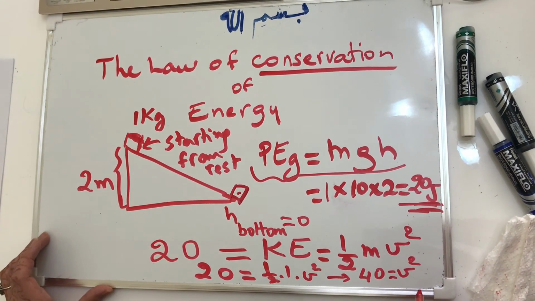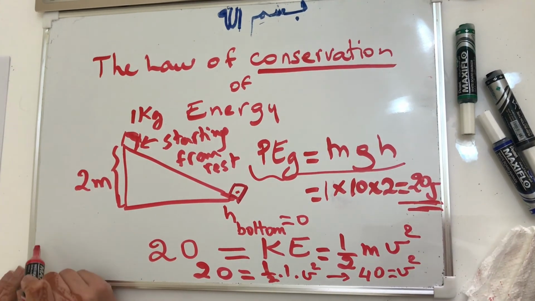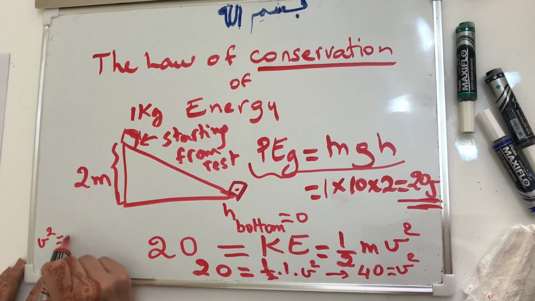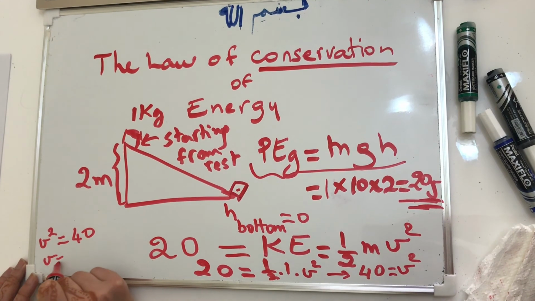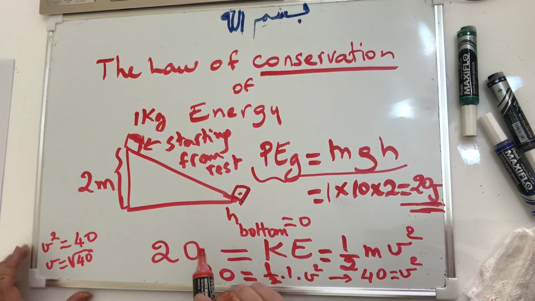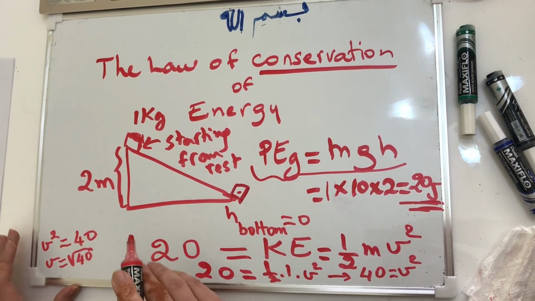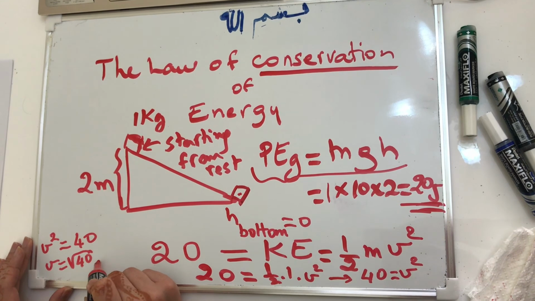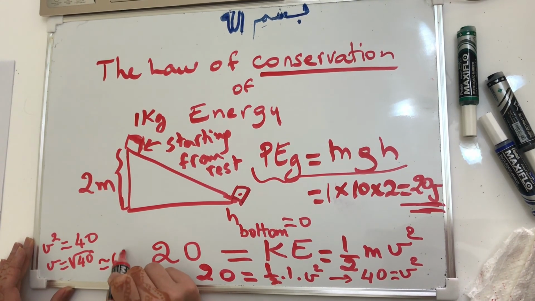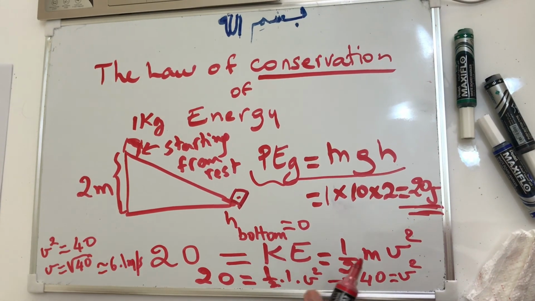So the square root of 40, sorry guys. So again, I'm going to write it here. V squared equals 40. That means that v equals the square root of 40. Okay, the square root of 36 is 6, so this is going to be 6 point something. Around maybe 6.1 meters per second. I'm just guessing. Okay, you have calculators, you could do it.